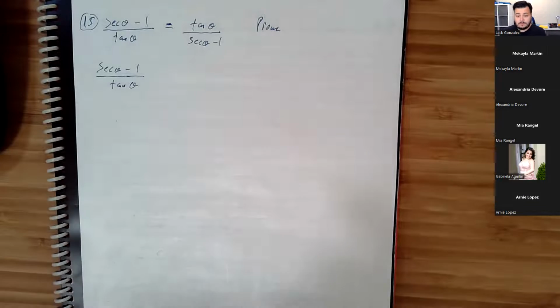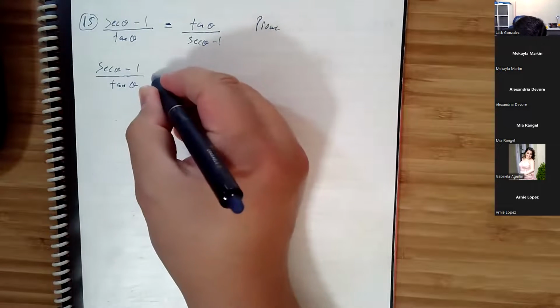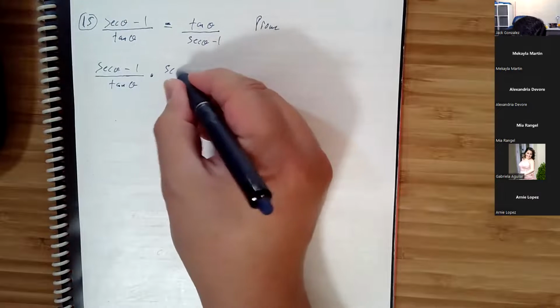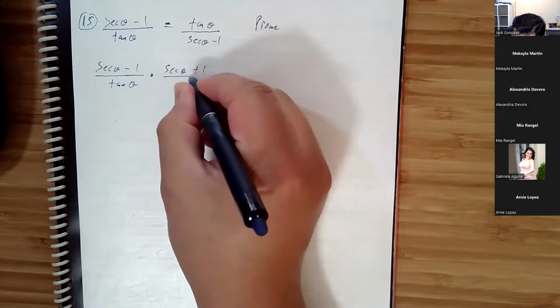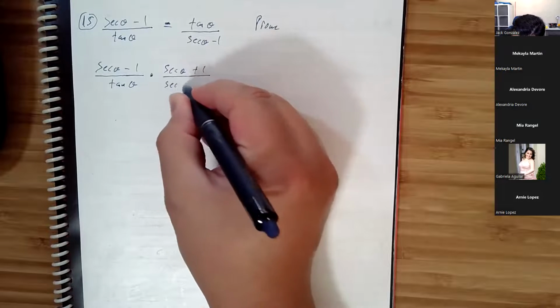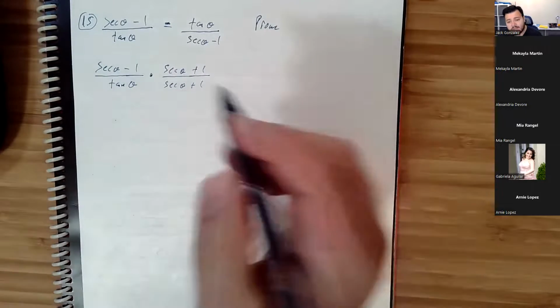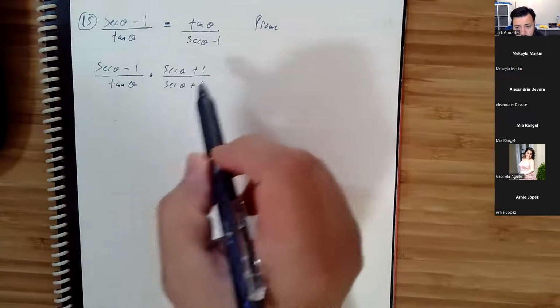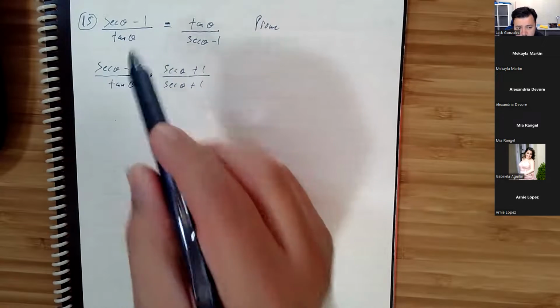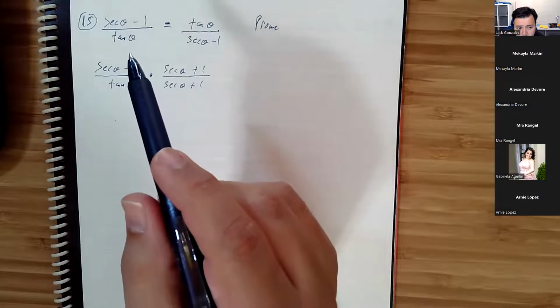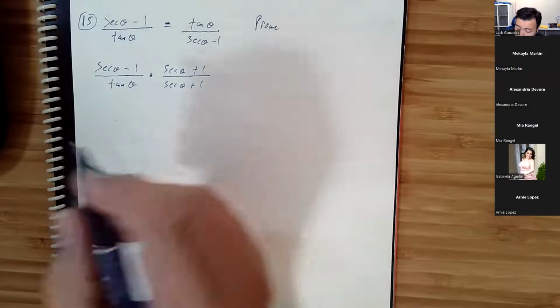Okay, sorry about that. So what we're going to do, instead of that other idea, is multiply by the conjugate of the numerator. I see a secant minus 1. So if I do a secant plus 1, I'll force a difference of squares on top, which will give me secant squared minus 1.